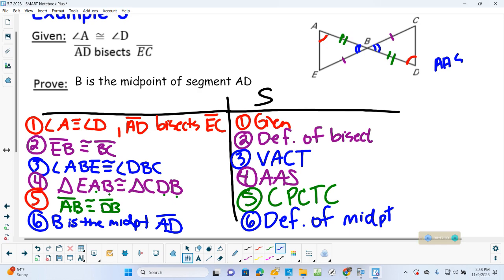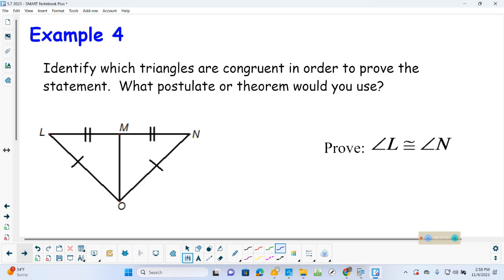Okay, next, that was the last formal proof we're gonna do. Don't freak out on me. Don't give me a dirty look. This we just gotta kind of talk about. Identify which triangles are congruent. Well, let's start with that. In order to prove that statement, I'm not writing out a proof.